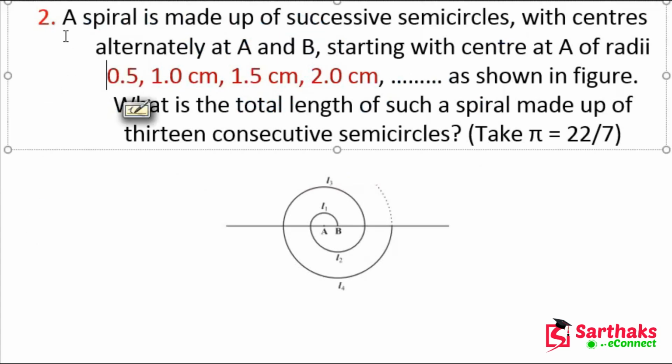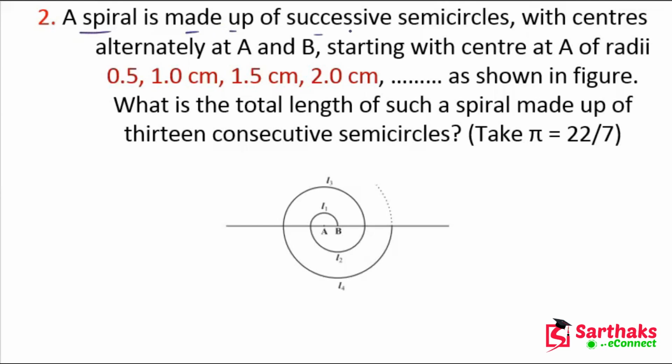So the next question is, a spiral is made up of successive semicircles with centers alternately at A and B, starting with center at A, of radii 0.5, 1.0, 1.5 centimeter, 2.5 centimeter, as shown in this figure. What is the total length of such a spiral made up of 13 consecutive semicircles? So now we have to find the total length of such a spiral made up of 13 consecutive semicircles.